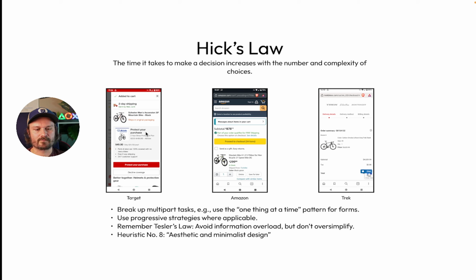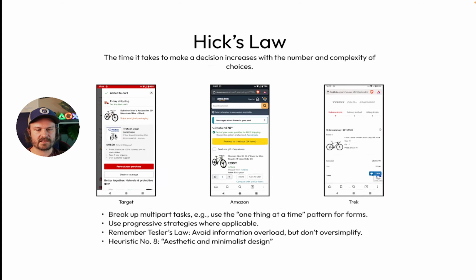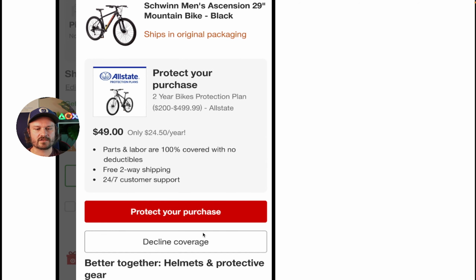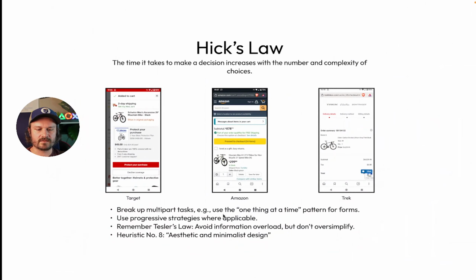And an example of how that might have looked is removing, zoom in, removing this area right here that says "protect your purchase," and this sort of light gray card with these two buttons right here, moving that to a separate page. That would reduce the cognitive load, and that would be an example of a progressive strategy: not giving the user all the information that the site has all at once.